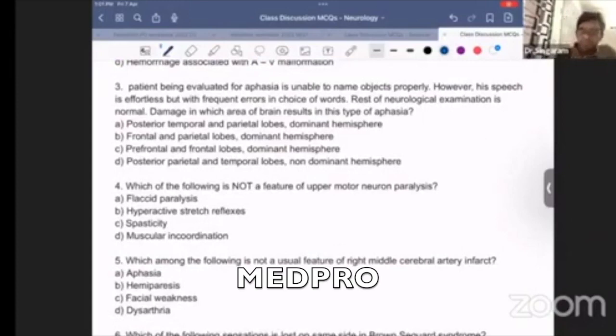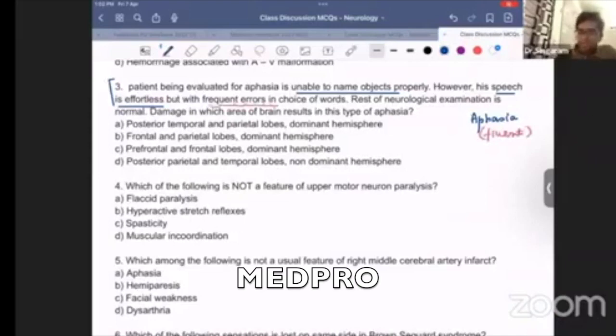This is an important clue here to begin with. However, his speech is effortless, but he has frequent errors in the choice of his words. What do these 2 lines tell you? This patient is definitely having aphasia. That is why he is having some speech difficulties. But can you see speech is effortless? What is the meaning of speech is effortless? It's a fluent aphasia.